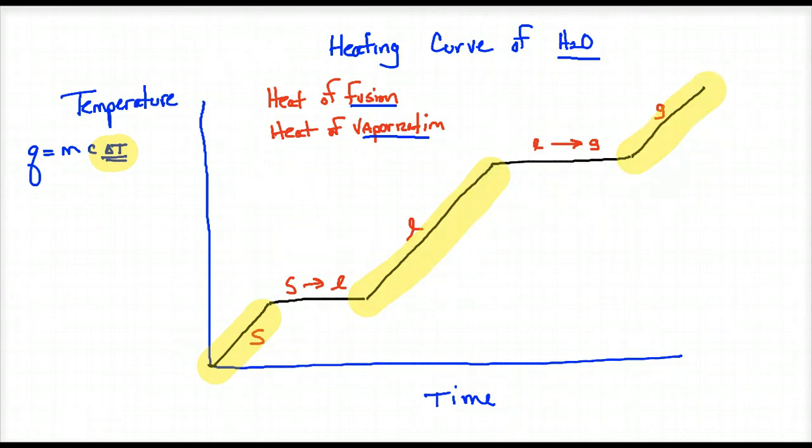With this change in temperature, we can use this formula. Anytime you have a pure phase, whether it's solid, liquid, or gas, we use mc change in T. So I can use this formula any time I have a pure phase. Understand why: because there is a change in average kinetic energy, which is temperature.